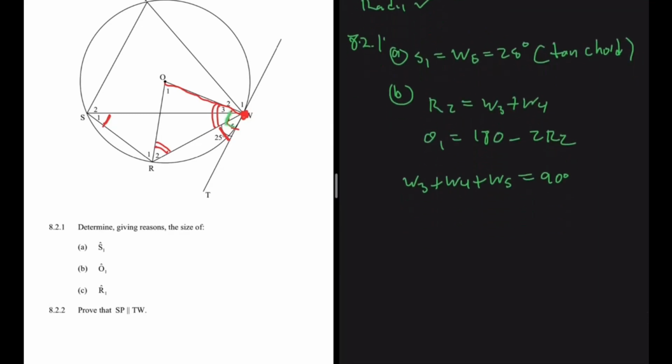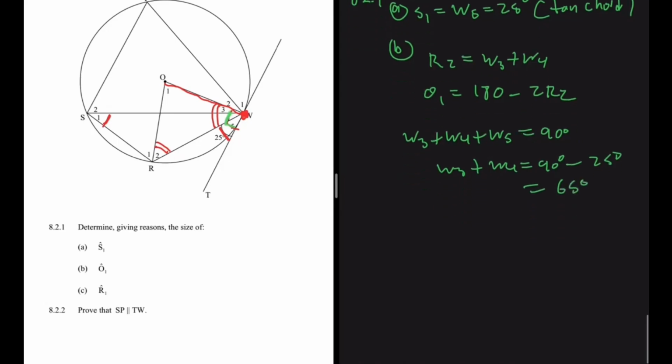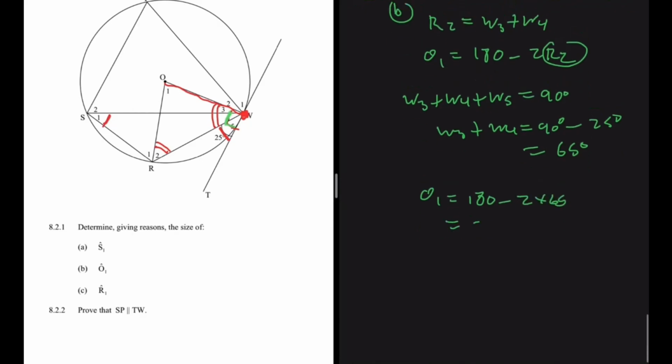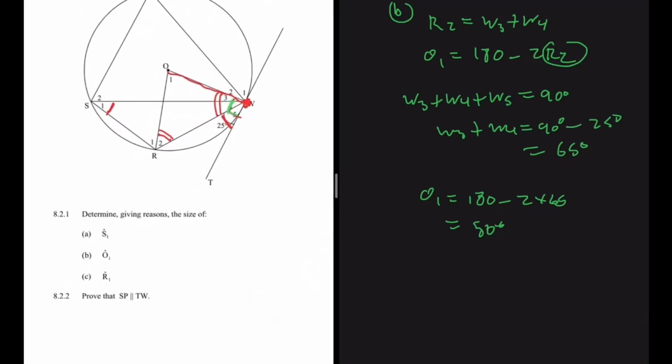We know what W5 is. W5 is 25 degrees, right? So we're going to have W3 plus W4 being equal to 90 degrees minus 25 degrees. And that will be equal to 65 degrees. So now in place of R2, we can put 65 degrees. So we're going to have O1 being equal to 180 minus 2 multiplied by 65, which is 130. So O1 is equal to 50 degrees. We just stick to the keywords and nothing else. So A has 2 marks, B has 2 marks, and then C has 5 marks.